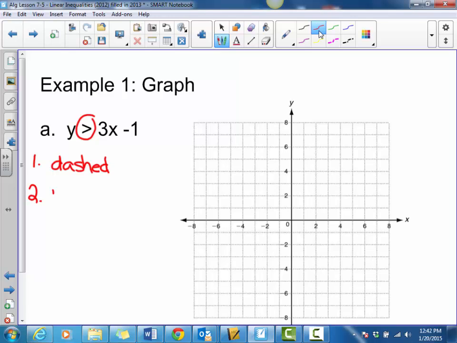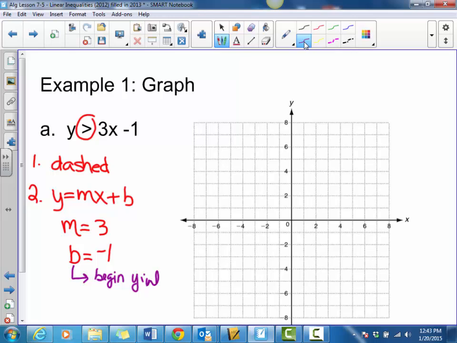Step number 2 says graph. It's pretty simple to graph our equations when they are in slope-intercept form, and thankfully our equation is already set up like that. So the slope of this equation is 3, and the y-intercept is -1. Remember, the y-intercept is where we begin. So I'm going to go to the y-axis at -1, and I'm going to plot a point.